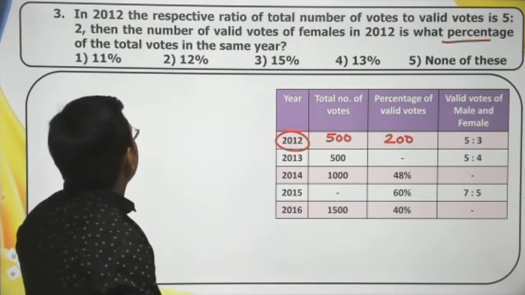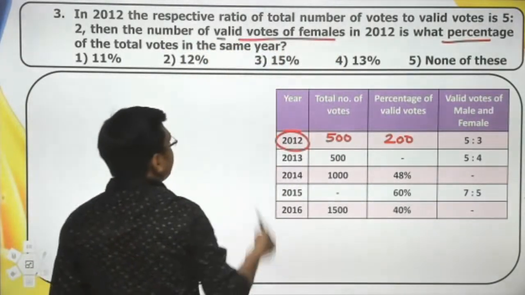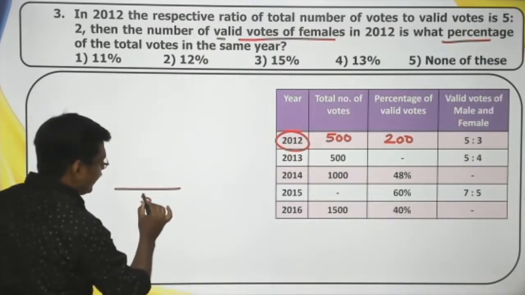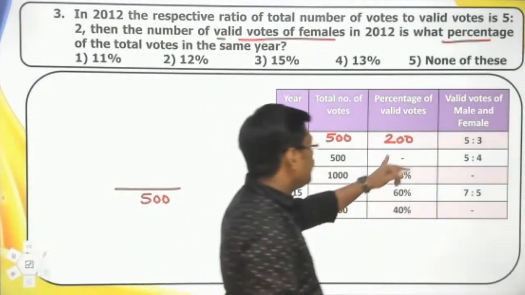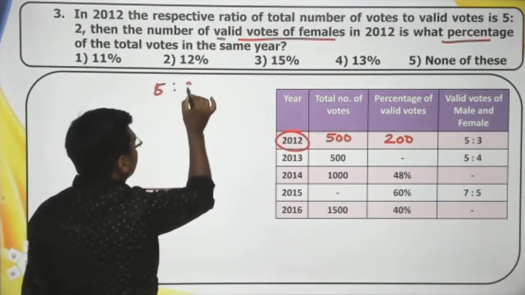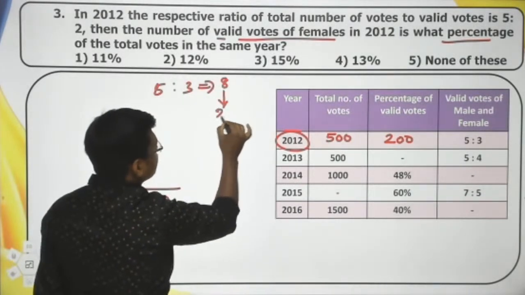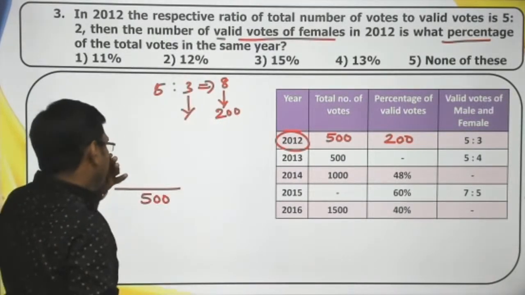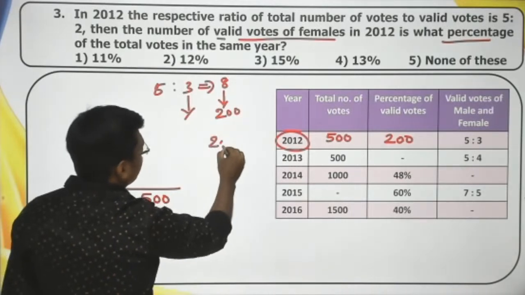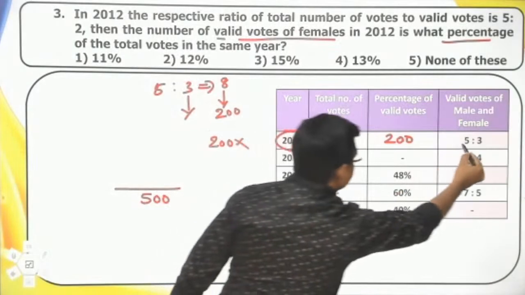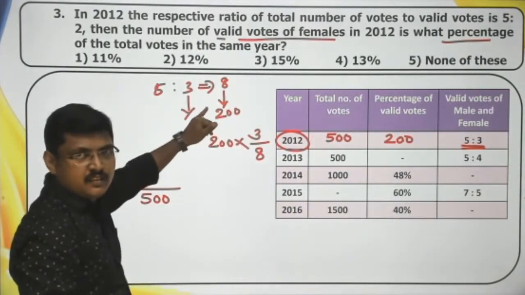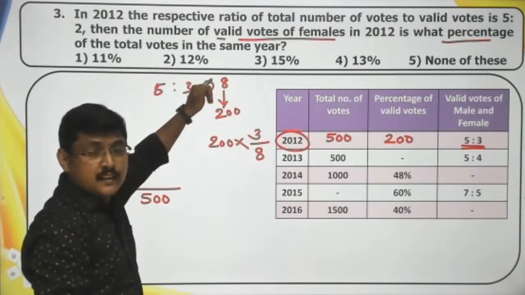Okay, right. Then what we need to find is the number of valid votes of females in 2012 as a percent of the total votes in the same year. With respect to total votes 500 and valid votes 200, we need to find the value for female, right? So I am going to find that, as we know that 5:3 is the ratio given. If the total is 8, and we know the total valid vote is 200, and we need to find the female valid vote, that is 200 into 3 out of 8 portions, that is female. You can apply this or use the operating value to find the answer.